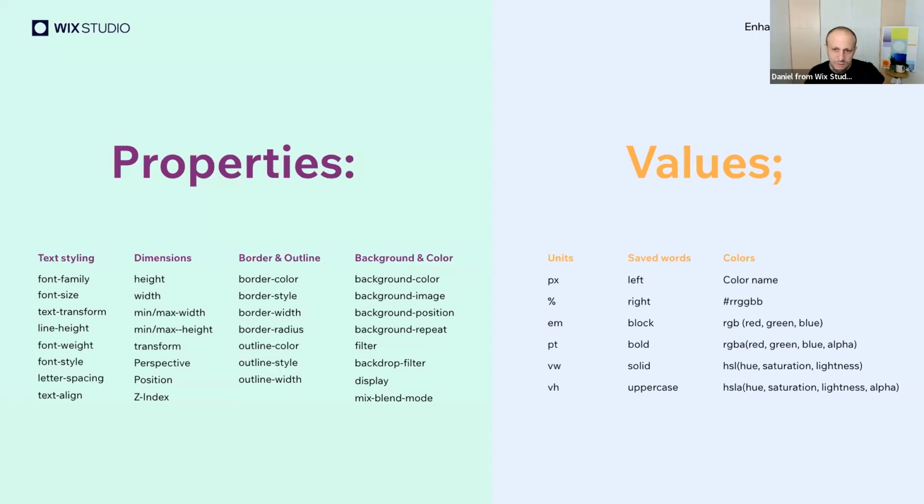This list of properties is really long, and it applies to everything that you know from design, starting from text styling, dimensions, borders, backgrounds, and all of those properties are controlled by values such as units and reserved words. You can use block, right, left, words that tell the browser what value to use. You have a list of colors, all the colors that we know, RGB, hex colors, whatever you want. And those are the properties and values that define how a website looks.